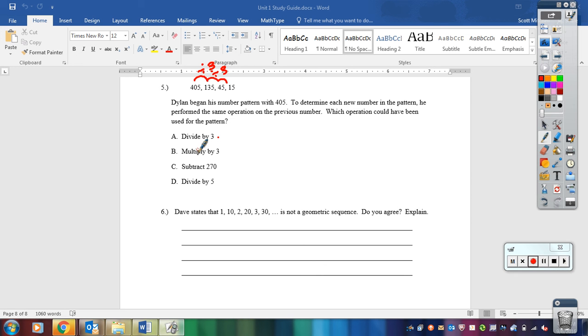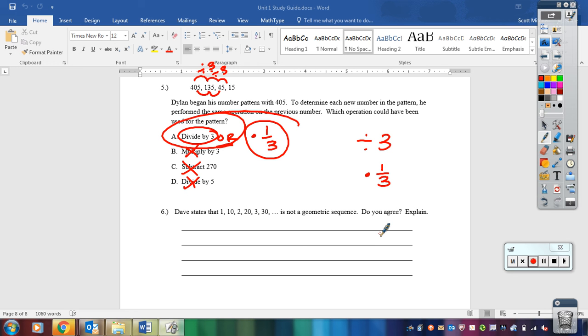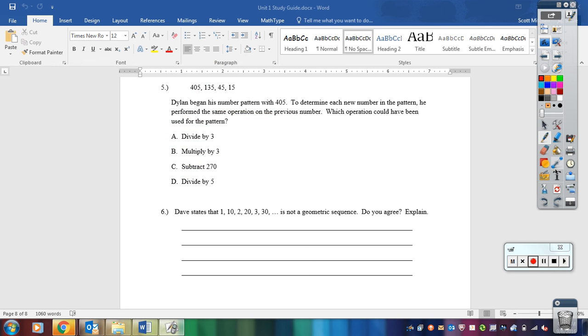Could he have multiplied by 3? Nah. Multiplying this by 3 would make it bigger. Could he have subtracted 270? Well, he could for there, but does he subtract 270 on the next one? Nope. And then divide by 5? That divided by 5 would be 81. That's too much. So he divided by 3, or you could multiply by 1/3. Multiplying by 1/3 or dividing by 3 is the same thing. Either way, A is the answer. But remember, dividing by 3 is the same thing as multiplying by 1/3. This is called the common ratio.